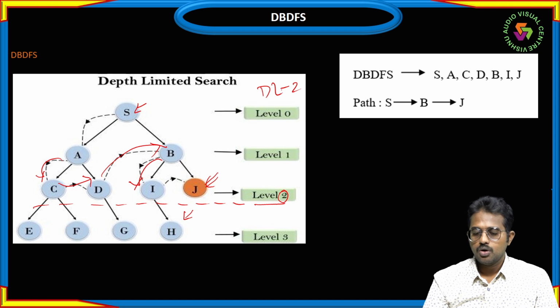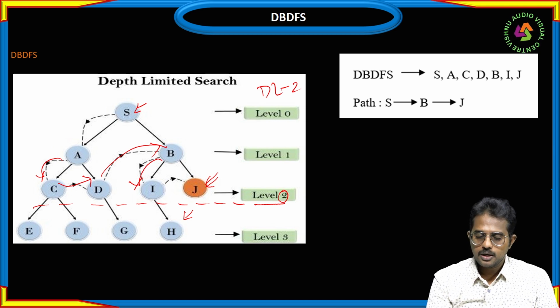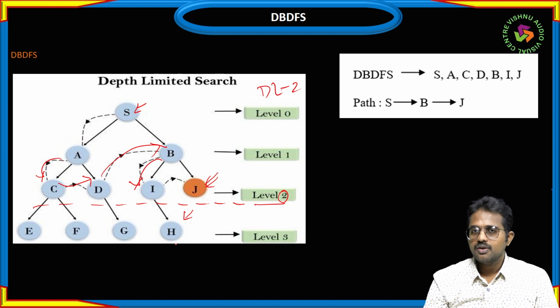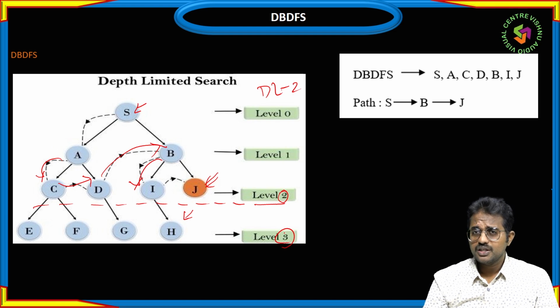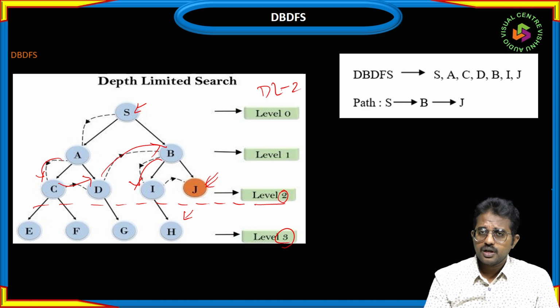I is not a goal node, so I will apply the move gen function on I. After applying the move gen function on I, H will be the output. We will check the depth limit of this H. The depth limit of H is 3, so this H is not added to the open. After this, only J will be in the open.